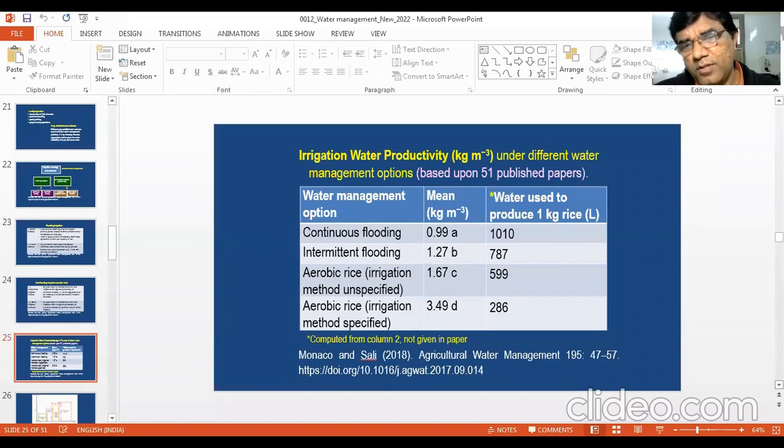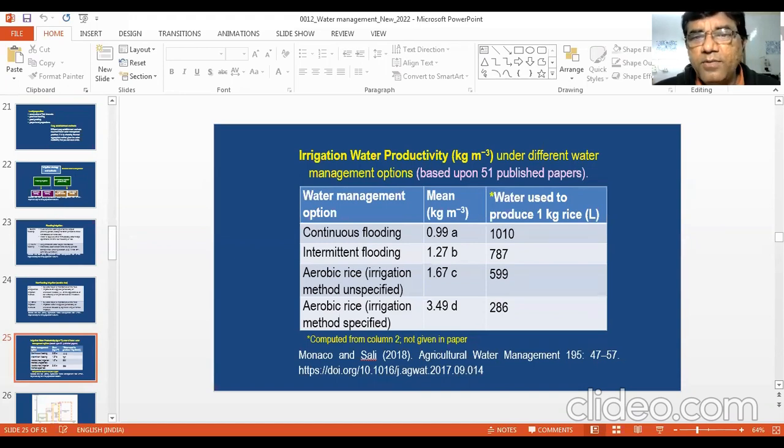And perhaps somewhere here we stopped. So you can see in this picture, in this table, that continuous flooding, the water productivity, irrigation water productivity. This is irrigation water productivity. This is not total water productivity. If you take total water productivity, then it will be irrigation plus rainfall, water productivity, the total input of water.